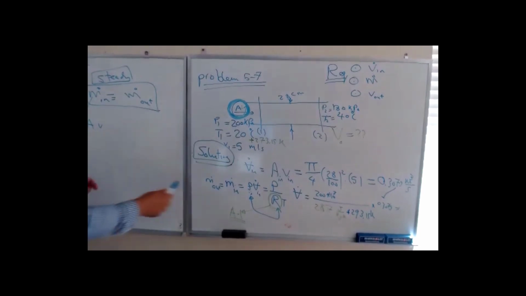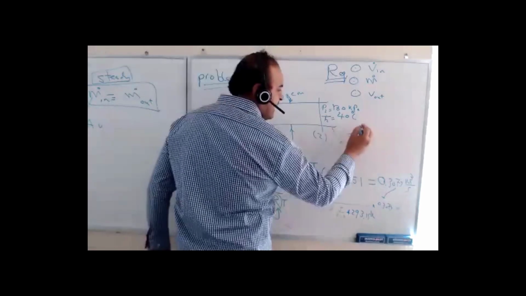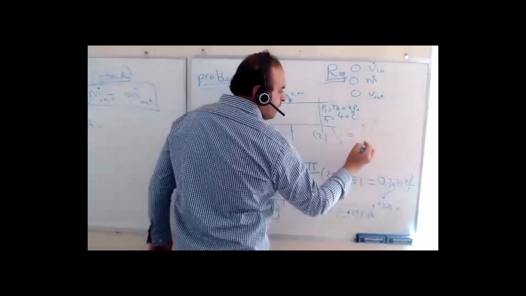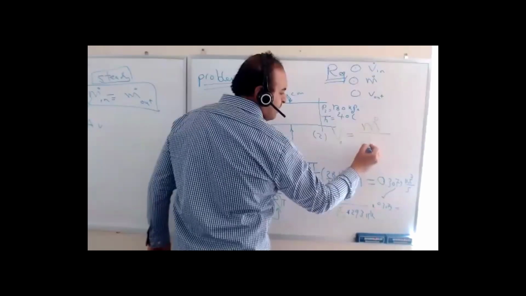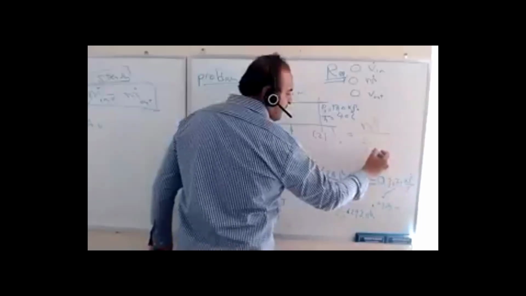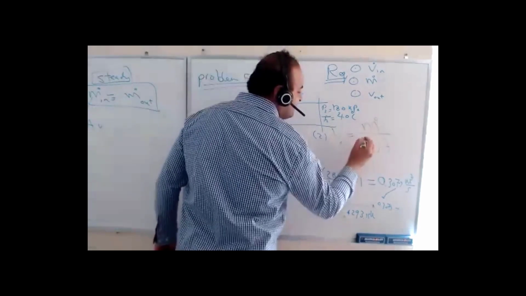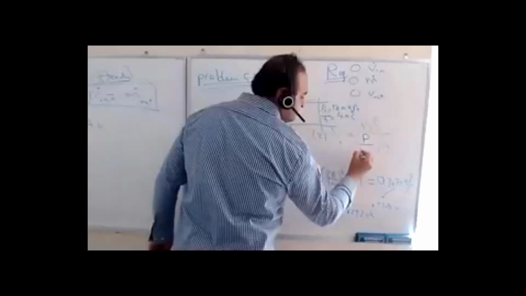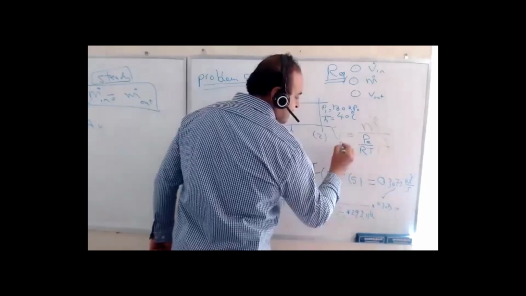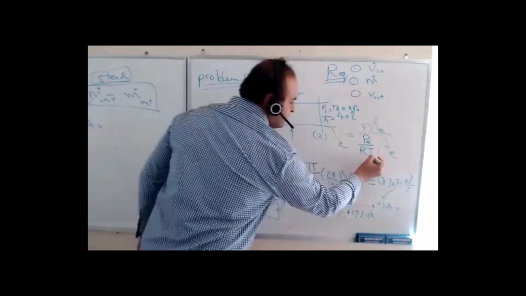So again, m dot equals rho A V. So you can say here, this is just m dot divided by A times rho. So V equals m dot over rho A. Rho is P over RT, but P exit now. So exit, exit, exit. Temperature exit. Everything at exit.